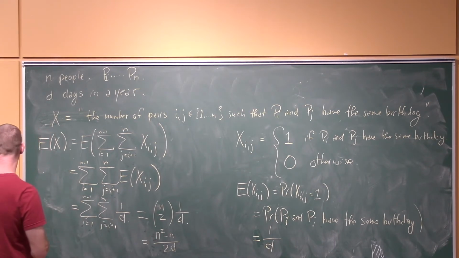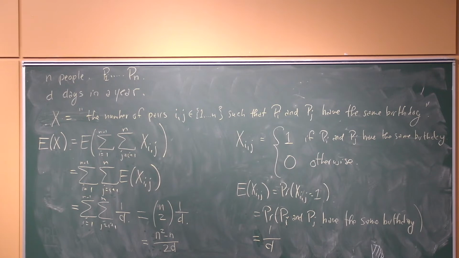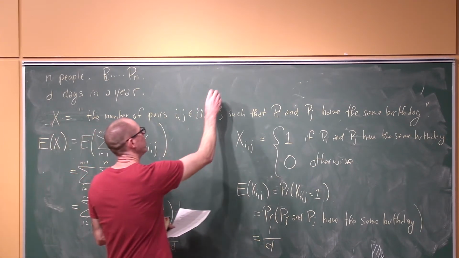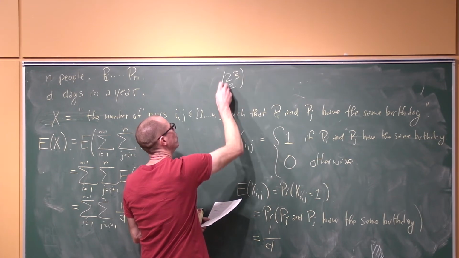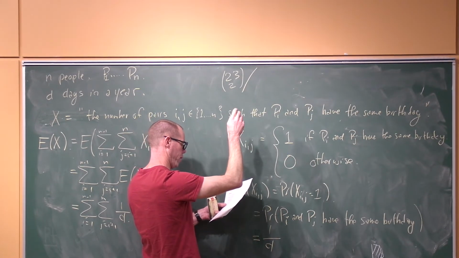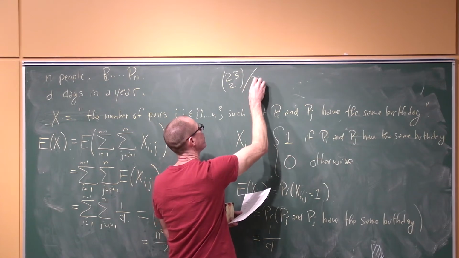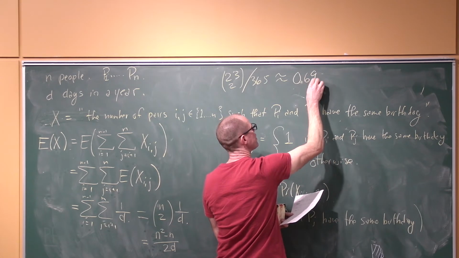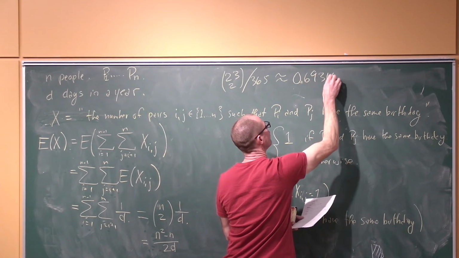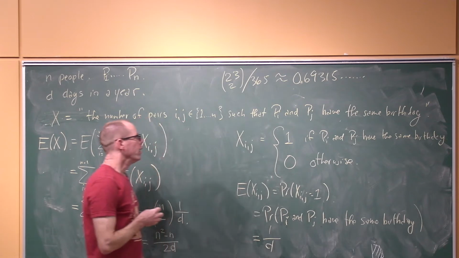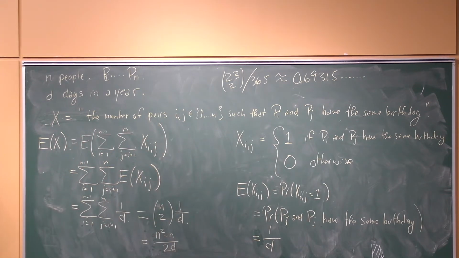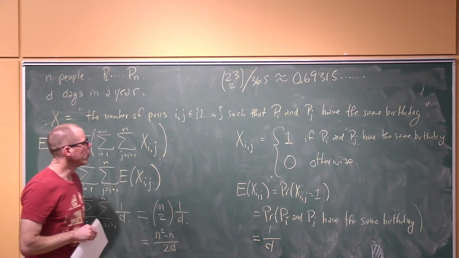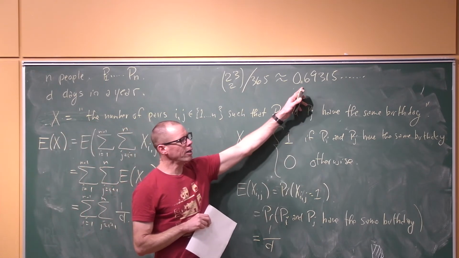And if you plug this in with n equals 23 and d equals 365, you get 23 choose 2 divided by 365, which is approximately 0.69315, something. Okay. So if I take 23 people in a room, the expected number of pairs who have the same birthday is a little bit more than a half.